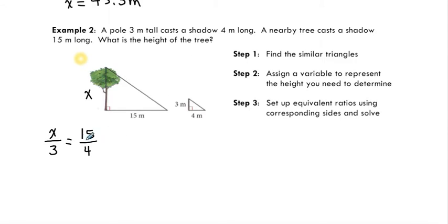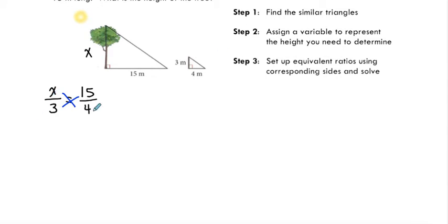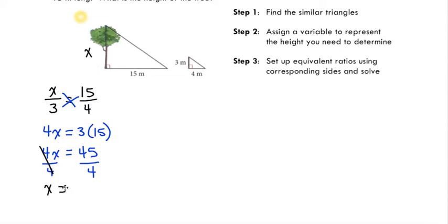And now I'm going to use cross multiplication to solve for my variable X. So 4 times X is equal to 3 times 15, which is 45. From here, I need to get rid of the coefficient in front of my variable. So I'm dividing both sides by 4. So they cancel out on the left-hand side. So I'm just left with X. And 45 divided by 4 is 11.3 if I round up to the nearest tenth.